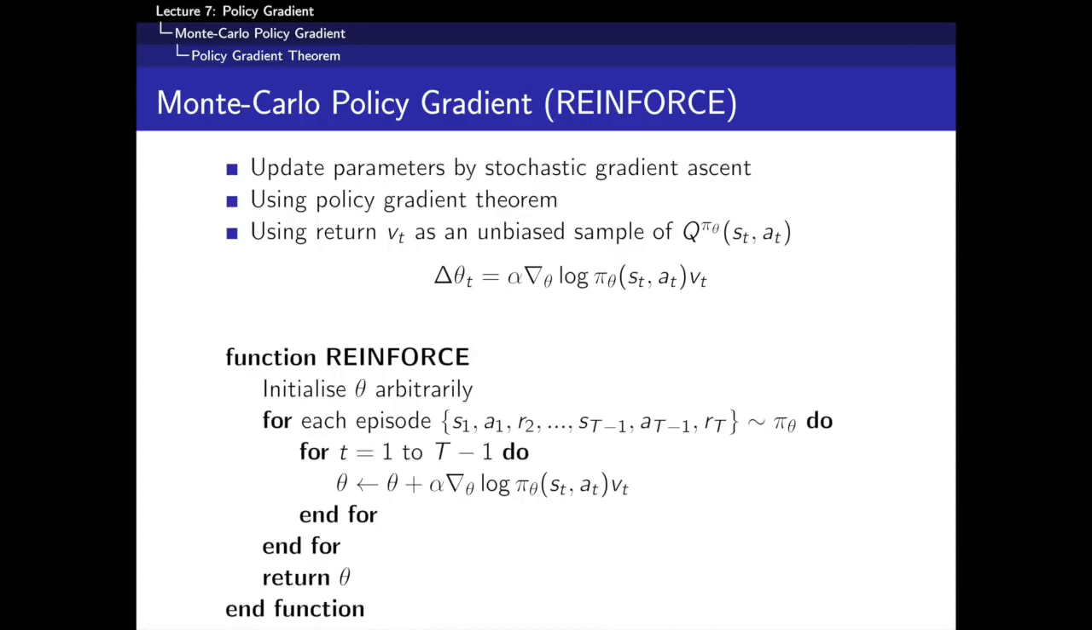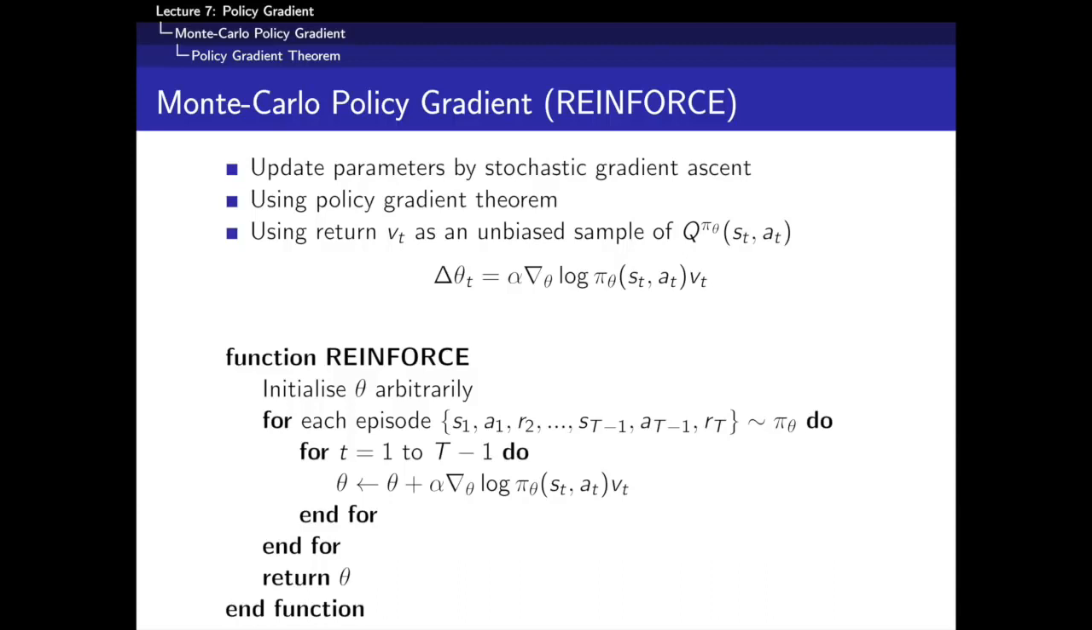We're going to start by taking this action, and we're going to see what return we got, and we're going to use that as an estimate of Q. And we're just going to plug that into our policy gradient to give us an estimate of the direction to move. So every single episode, at each step, we're going to adjust our parameters a little bit in the direction of this score multiplied by the return that we actually got from that point onwards.